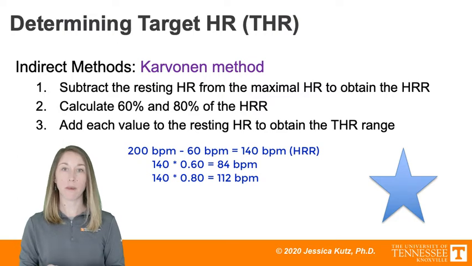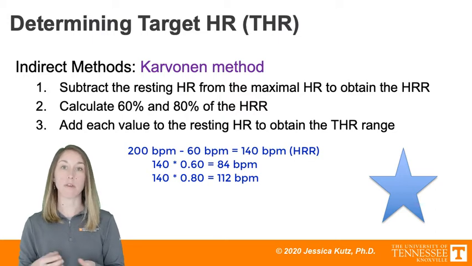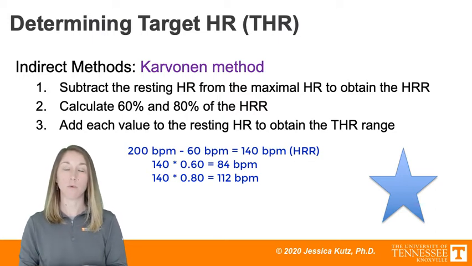Next, we would pick the percentages that we wanted to apply here. In this case, we could use 60% and 80% of heart rate reserve. So we would multiply that by our heart rate reserve value, 140.